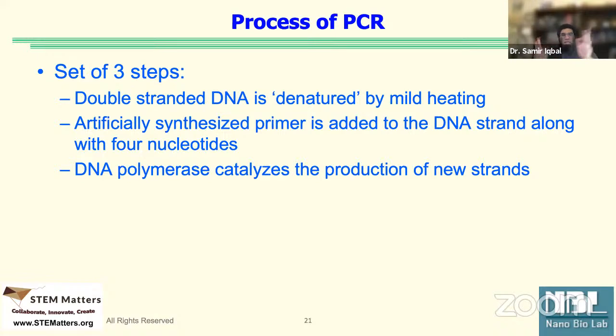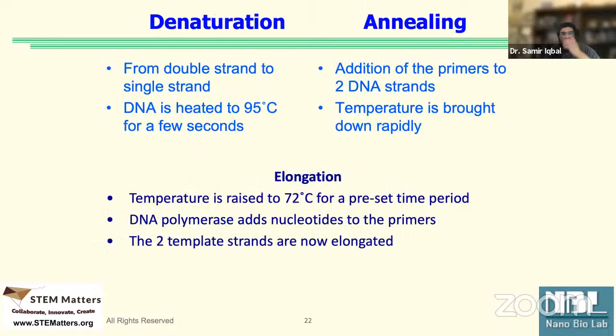Once you have those 2 single strands, we add the primer, we put the 4 nucleotides free floating, a bunch of them, and we add DNA polymerase that starts the production of new strands. All right. So kind of an engineering step where we have denaturing and adding the primer, which would bind at some place, and from that place it would start building the DNA molecule. Right.